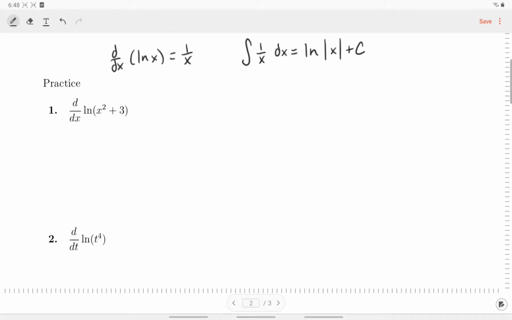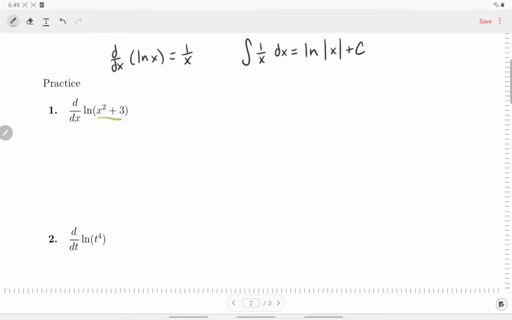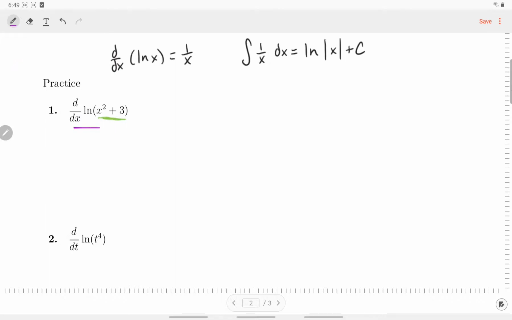The best way to go through this practice would be for you to pause the video, try the problems yourself, then watch me work them, but that is up to you. So this first one, I have a function inside a function. So that means I'm going to need chain rule. My inside function is x squared plus 3. My outside function is natural log.